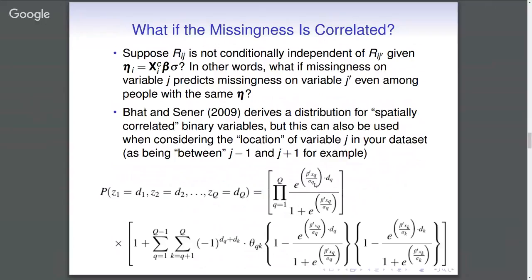But you could also use something like this. You could use this in a variety of ways, but you could use something like this when considering the location of variable j in your data set and trying to model the R's. So is it the case that there's some spatial association between the 12th column of R and the 13th column of R? Is there some reason why missingness or observability on those tends to go together?